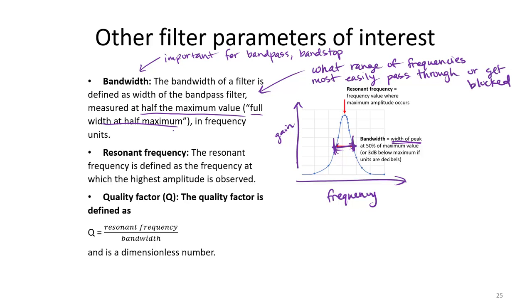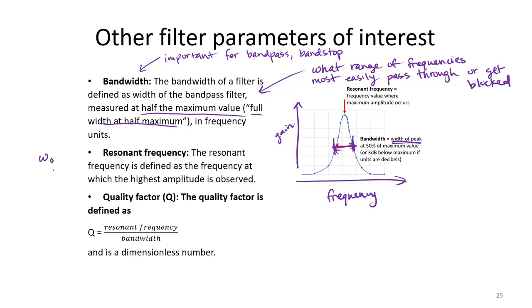Next term is resonant frequency. You might remember resonant frequency from our second-order differential equation. Remember that omega naught term when we were solving second-order differential equations? That's our resonant frequency. So often we see resonant frequency appear in filters and AC circuits that are based on second-order circuits.